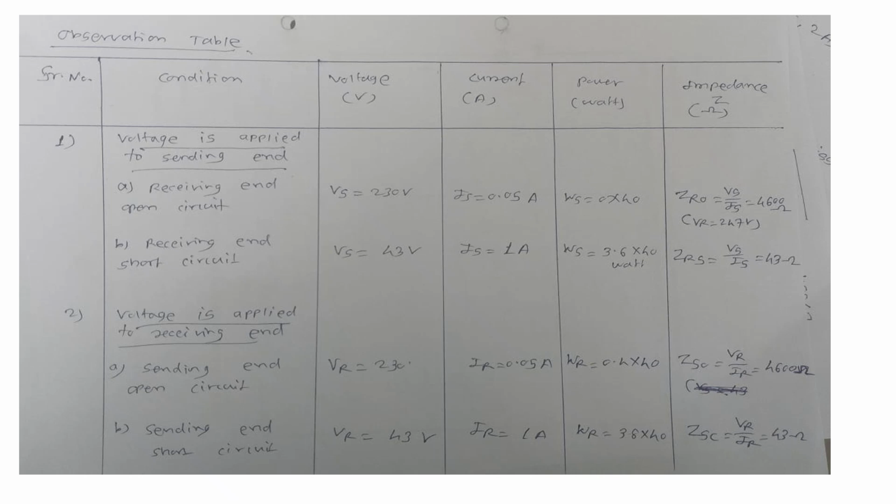And sending end short circuit, at that time, of course, we will provide less voltage to the receiving end. VR is equal to 43 volt, IR is equal to 1 ampere, and impedance ZSC, that is impedance with sending end short circuited, is given by the formula VR upon IR, that is 43 upon 1, that is 43 ohm. So this is the observation table. Now from these readings of impedances, we can calculate the ABCD parameters.